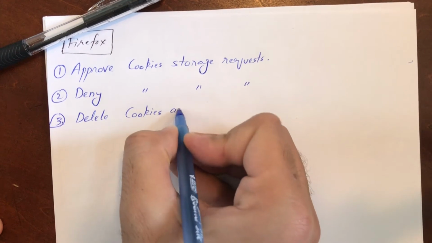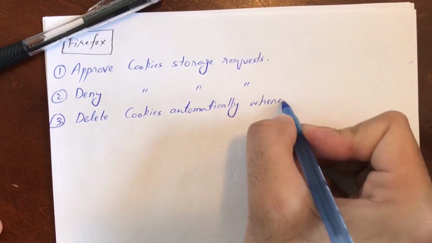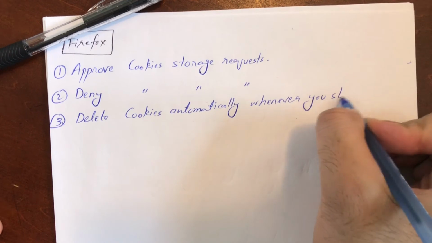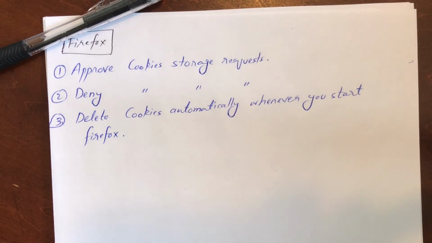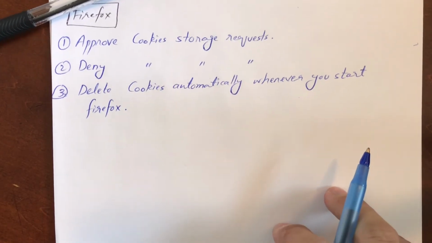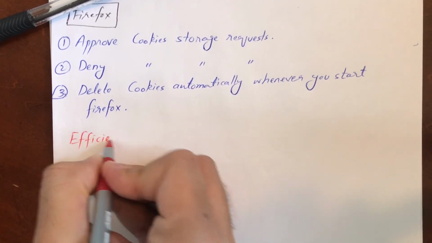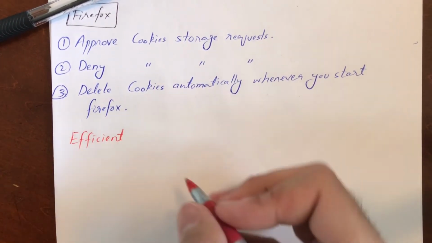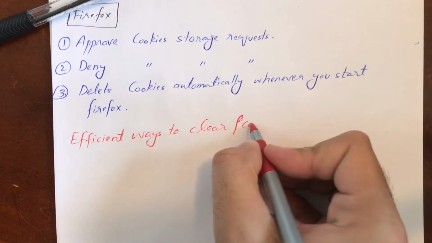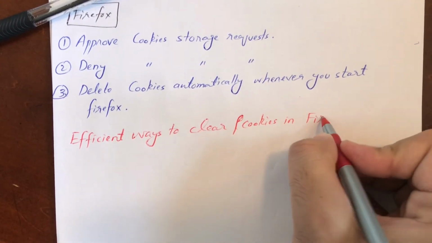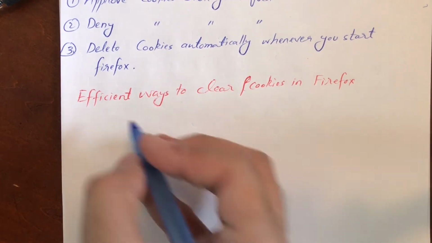Number three, you can delete cookies automatically whenever you start Firefox. So this is another setting in Firefox, where it can delete all the previous cookies. Next is the efficient way to clear cookies in Firefox. I'll show you these steps in our online session. I'll walk through all of these. So in order to clear cookies in Firefox, we have four main steps.